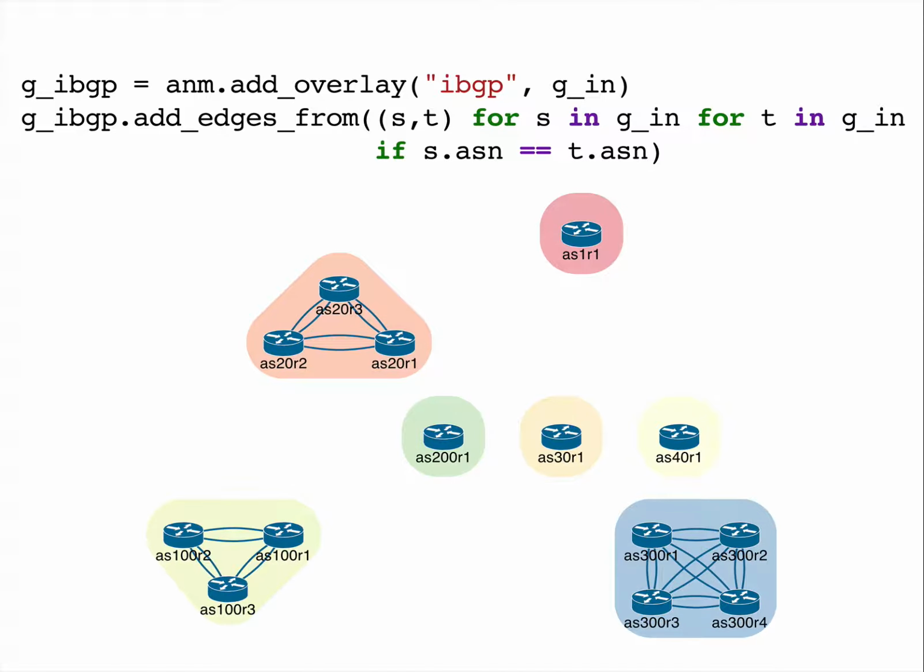And finally, for iBGP, we are forming a full mesh where we're adding a link for all nodes if the source and destination match for the ASN. We can see that the topology looks as intended again.